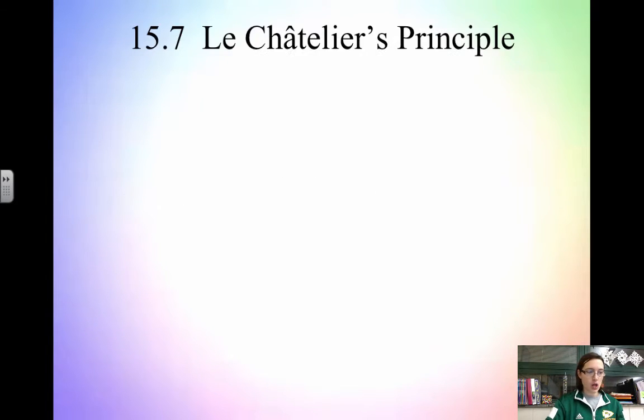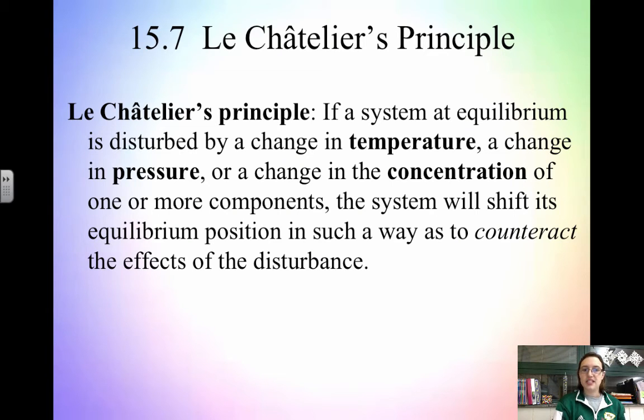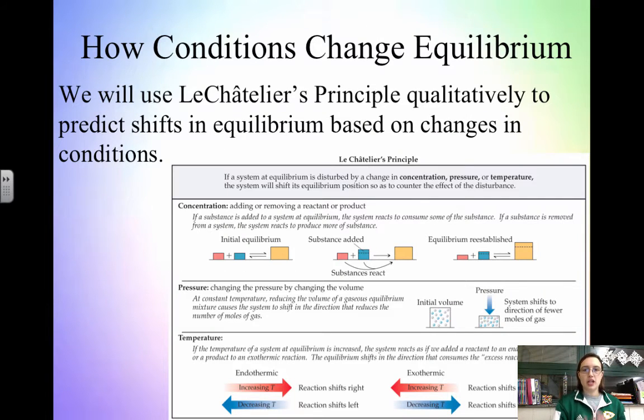So LeChatelier's principle says that if a system is at equilibrium and it's disturbed by some sort of change in temperature, pressure, or concentration, the system's going to shift its equilibrium position. So it might shift to the left or shift to the right in a way to counteract the effects of the disturbance. LeChatelier's principle is very qualitative. We're looking to see if we increase temperature, is it going to shift to the left or the right, and why. So we're going to be using it qualitatively, very conceptual, to predict shifts in equilibrium.